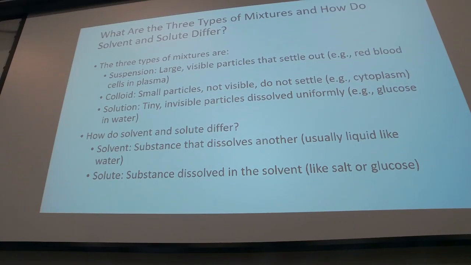So we have three types of mixtures. We have suspensions, colloids, and solutions. Suspensions are large, visible molecules that can settle out. Like, for instance, if you take a sample of blood, put it in a test tube, you don't use an anticoagulant, and then you let it sit there for a few minutes, the red blood cells by gravity tend to go to the bottom, and the plasma, which is a liquid and is less heavy than the cells, stays on the top. So physically they separate.